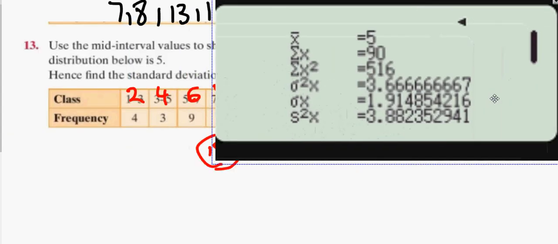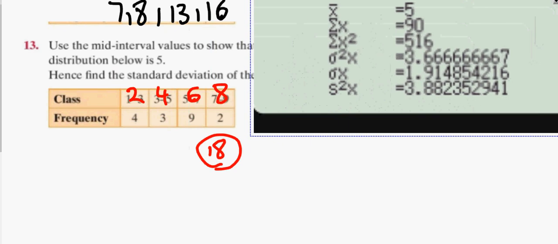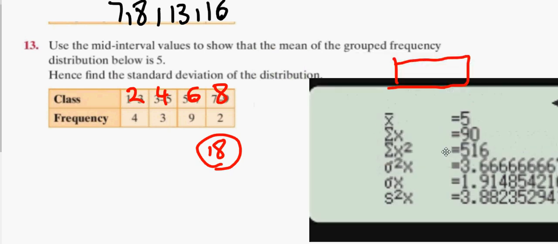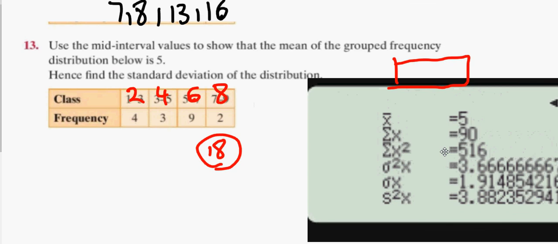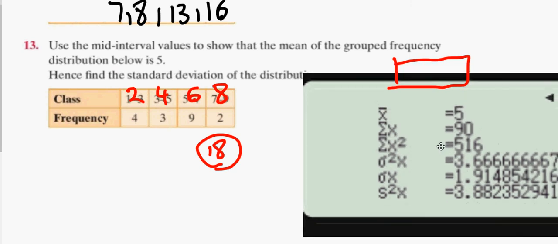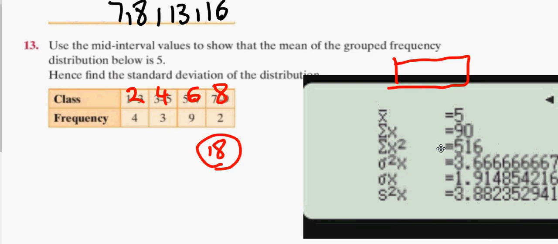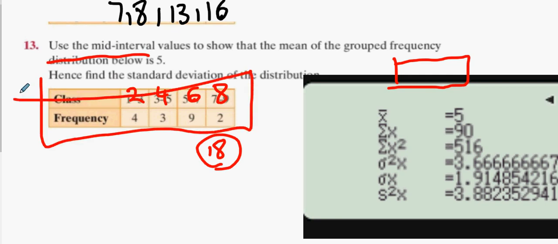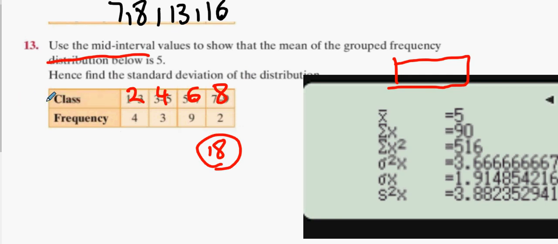How many has got a standard deviation of 1.9148? Is that okay with you guys? Agnes said, make sure the mean is below 5. Use mid-interval values to show that the mean of the grouped frequency distribution below. What that means is that it just wants you to take the data below.